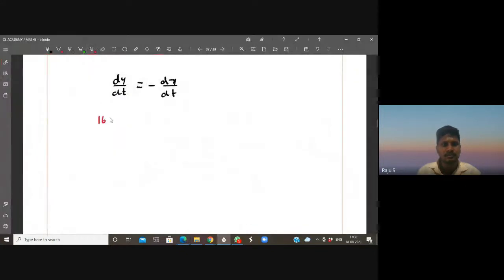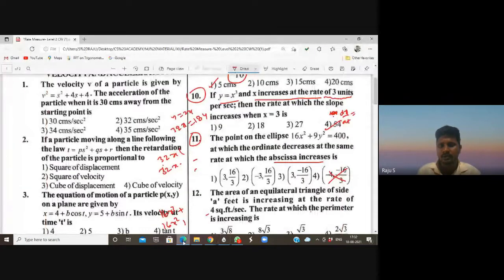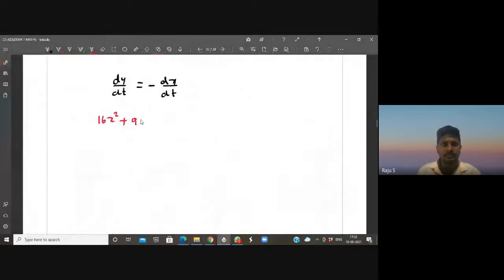16x square plus 9y square is equal to 400. Now differentiate with respect to t. 16 into 2x is 32x dx by dt, plus 9y square means 18y into dy by dt is equal to 0.